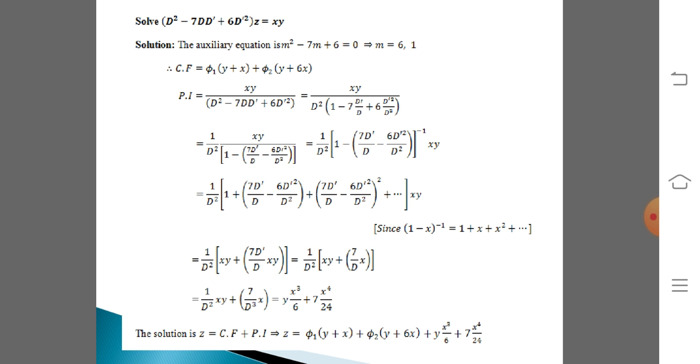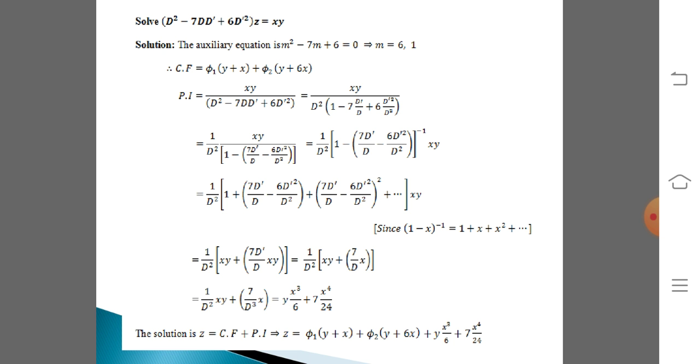Okay. So now you bring xy inside the bracket. So you get, look at the first term inside the bracket, it is 1. So if you multiply xy with 1, you get xy plus, what about the second term, 7 D dash by D minus 6 D dash square by D square. So if you operate 7 D dash by D over xy, you get 7 D dash by D xy. Okay. What about the remaining terms, namely 6 D dash square by D square xy.